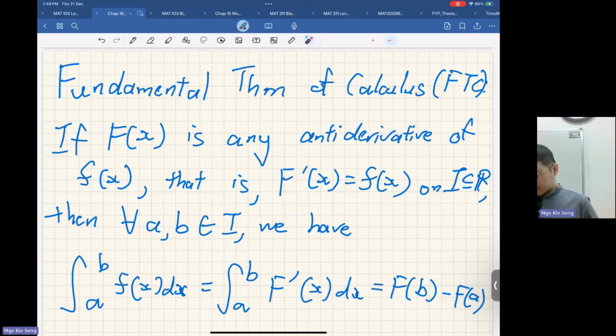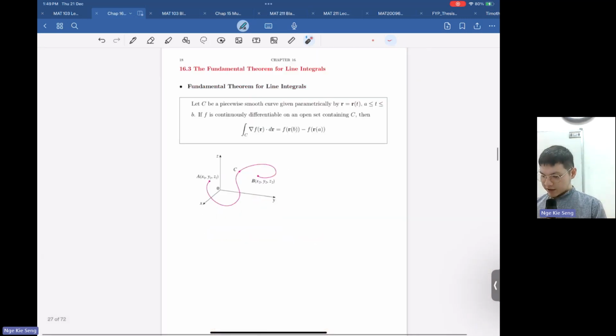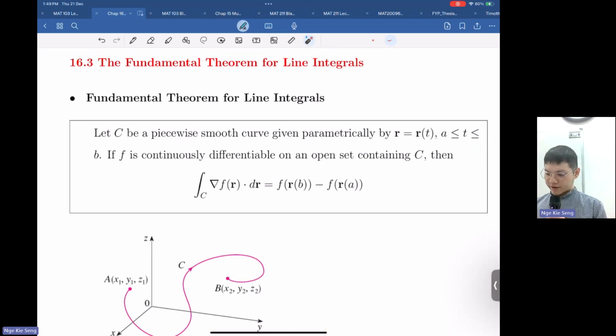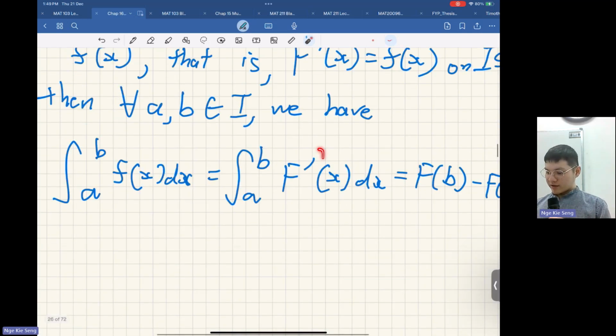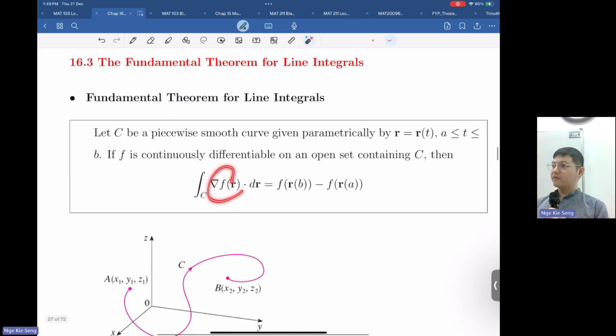So what do we get in this case? What we consider here is the gradient of f now. If we integrate the gradient of f, we get back f, evaluated at the endpoint minus f evaluated at the initial point. So instead of f prime here, it becomes the gradient of little f.